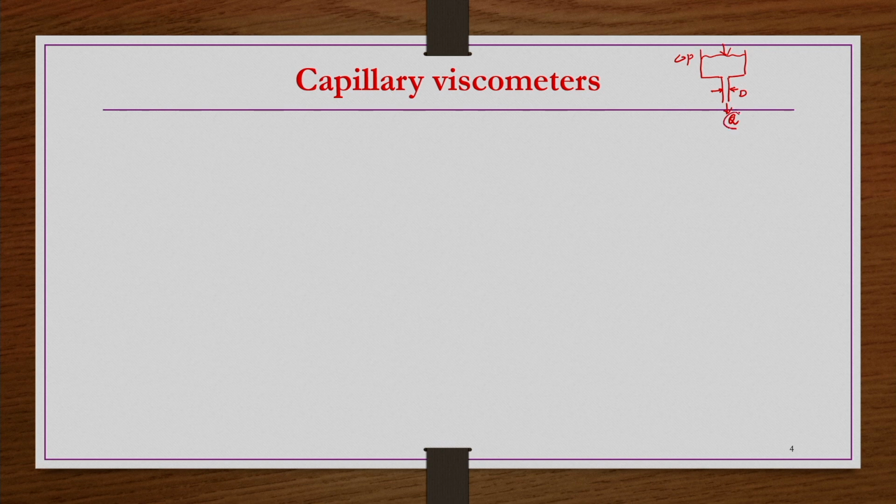So, you measure this volumetric flow rate with respect to different delta P. That is the simplest way of applying these capillary viscometers for rheological measurements. So, that is crudely what a simple capillary viscometer is, right.